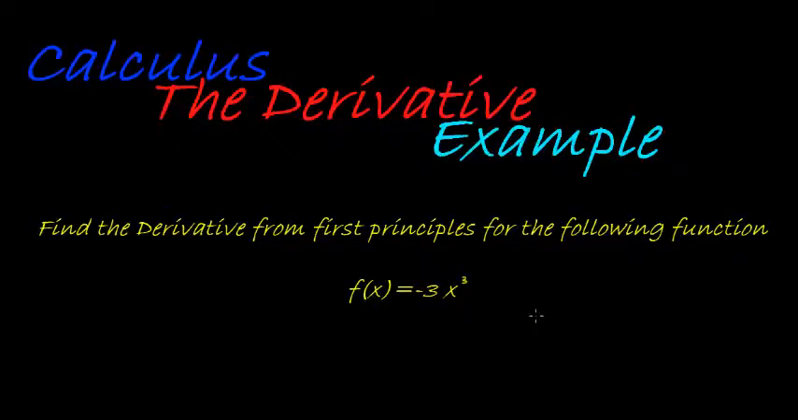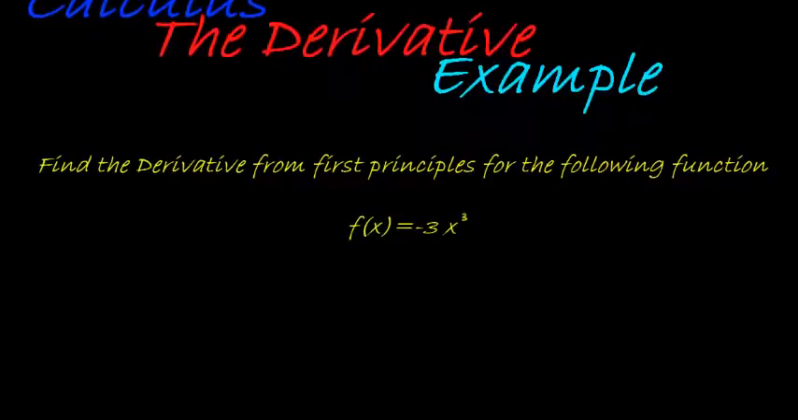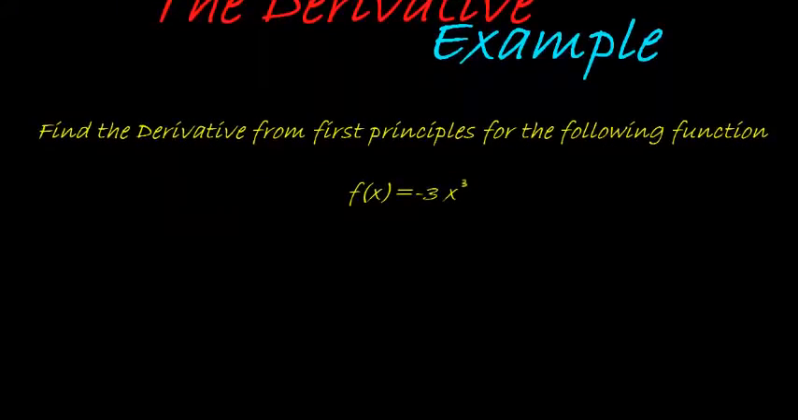Okay, so we've looked at examples for average gradient, for instantaneous gradient, now an example of the derivative. Find the derivative from first principles for the following function. Now again remember, first principles is a more complex way. There is a very simple way to find the derivative, extremely simple, but we're not there yet. For now, we take the long way around.